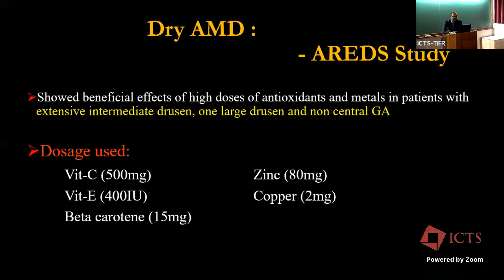With therapy for dry AMD, like I mentioned, it's mainly lifestyle as well as nutritional supplementation. These are the indications: extensive intermediate drusen, 1 large drusen, non-central GA. This is the dosage: vitamin C 500 milligrams, vitamin E 400 international units, zinc 80 milligrams, copper 2 milligrams, beta carotene 15 milligrams. So this was the original AREDS study.